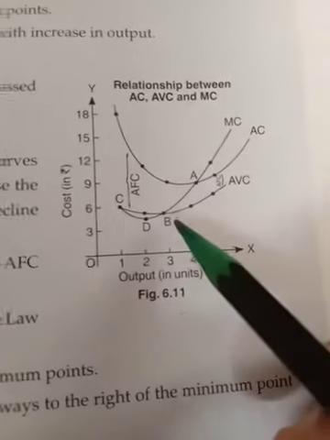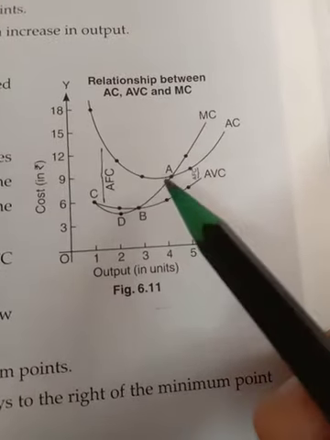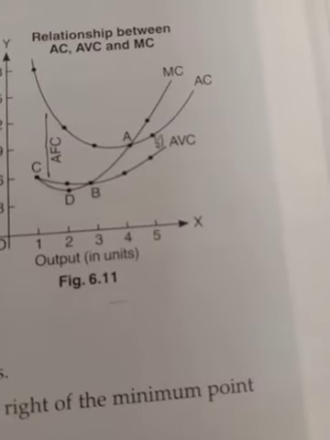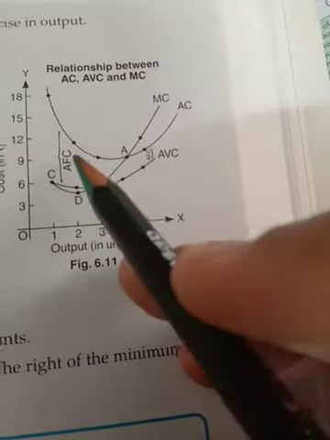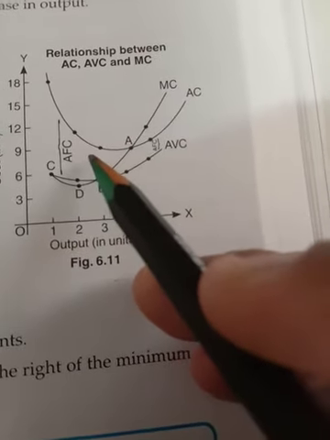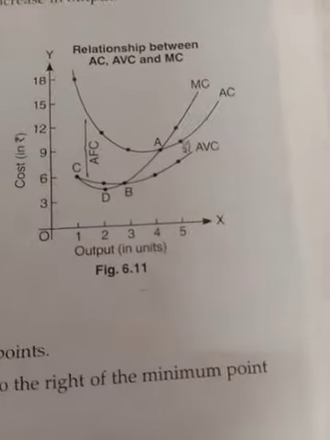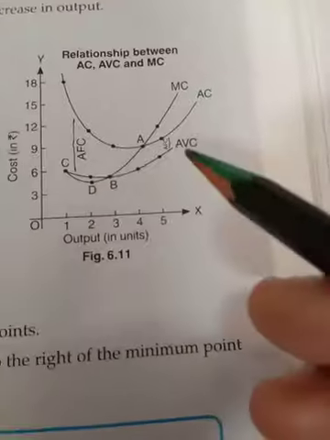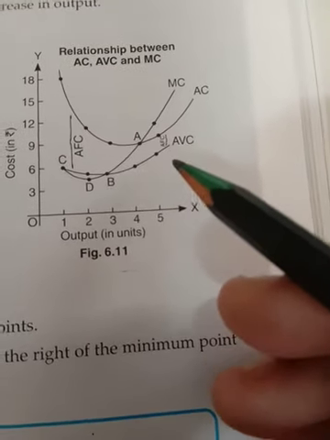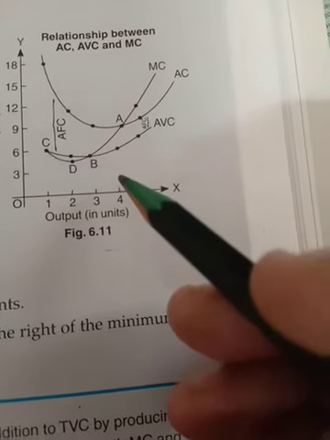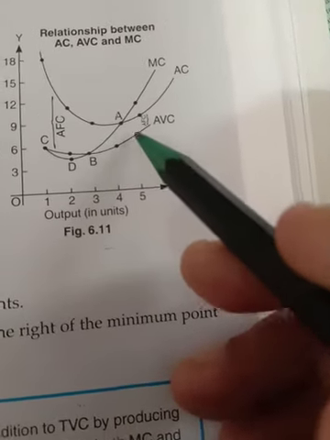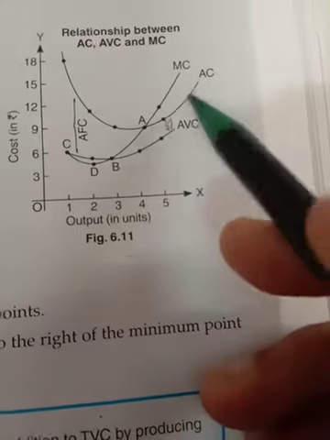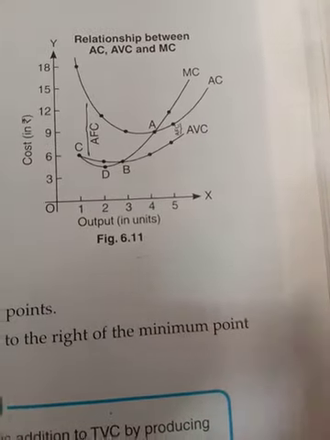So AC is always greater than AVC. Why? Because AC is a summation of AVC and AFC, so AC is greater than AVC. The vertical distance between AC and AVC is AFC, which we discussed just before in the question, where AC is the vertical summation of AVC and AFC, that is, average variable cost and average fixed cost. AC and AVC never intersect each other. Definitely they can't, because AFC will always be present between them. AFC cannot be 0.